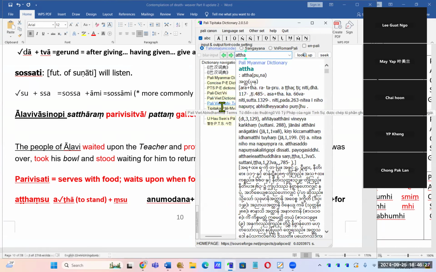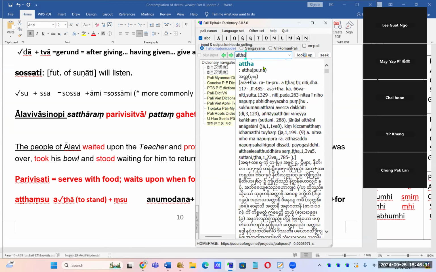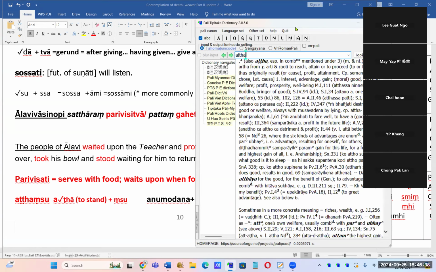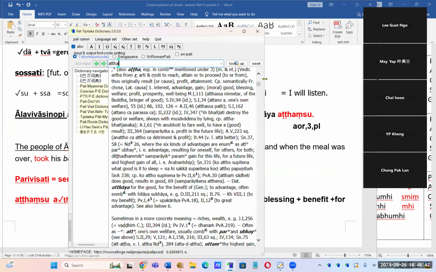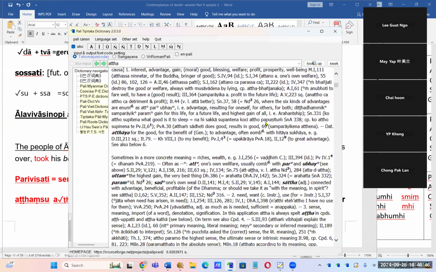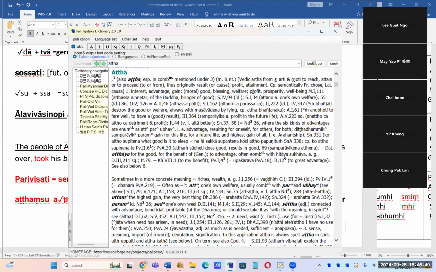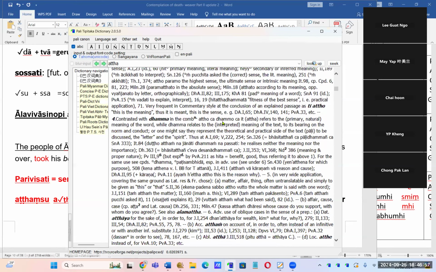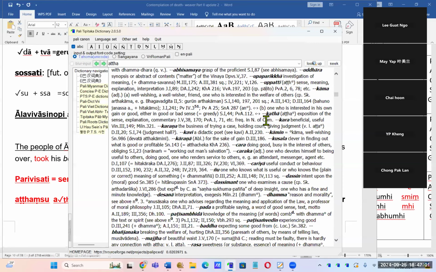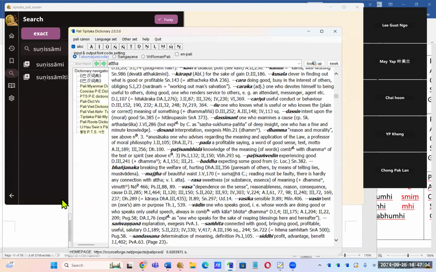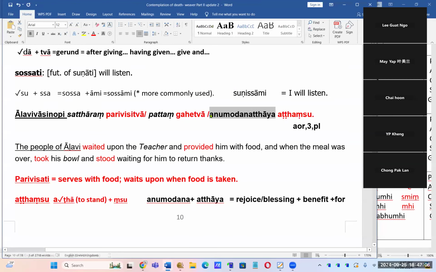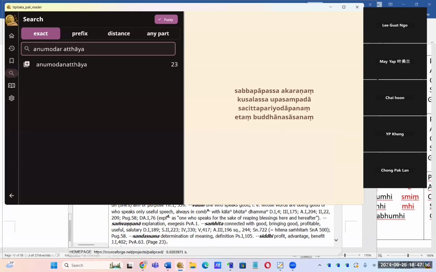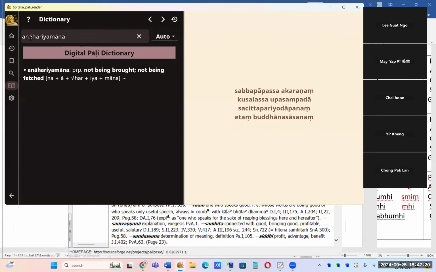Okay, you can see the Pali. This atta, every time you see this word you must be careful because there are a lot of meanings. So you can see, atta, sometimes we say blessing, profit, prosperity, sometimes welfare. So you can see so many meanings. But this anumodaya attaya is a standard phrase they use after giving the food. So let's see how the Burmese translate this one.